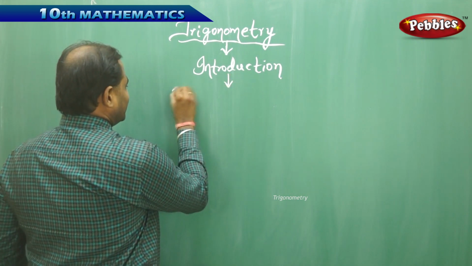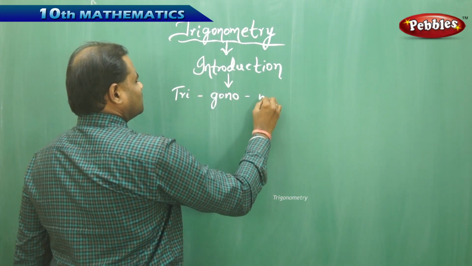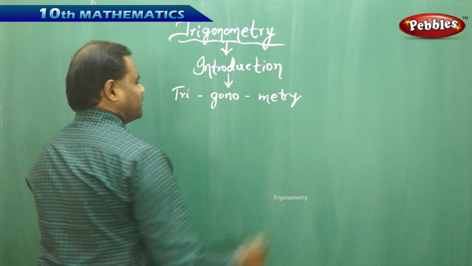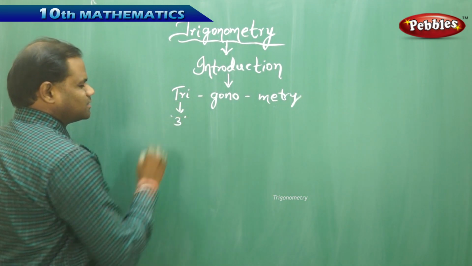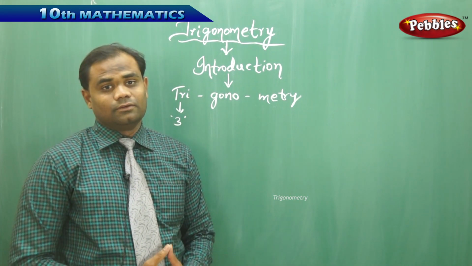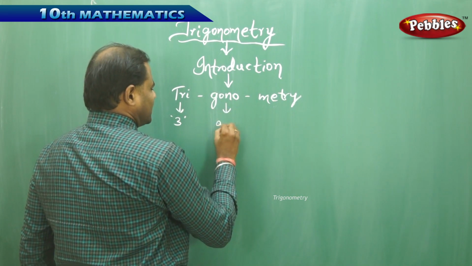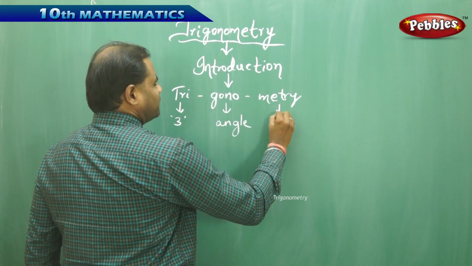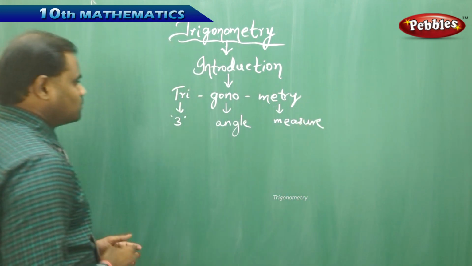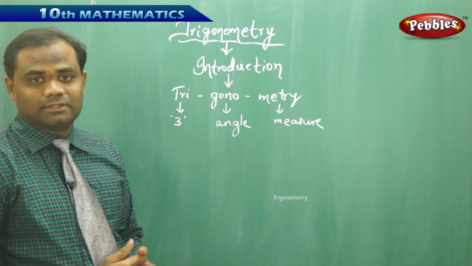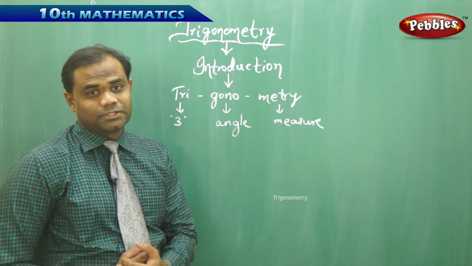Now, tri is 3, which is a three-sided figure, which is a triangle. We know that a three-sided figure is a triangle, and gono is angle, and metry is measure. So these three basic words split out of trigonometry have their own individual meanings. Tri is 3, gono is angle, and metry is measure.